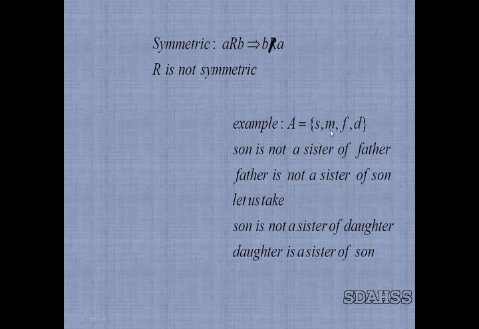Let us take another two relationships, son and daughter. Son is not a sister of daughter, but daughter is a sister of son. So here this condition is not satisfied. A is related to B, but B is not related to A. So R is not symmetric.